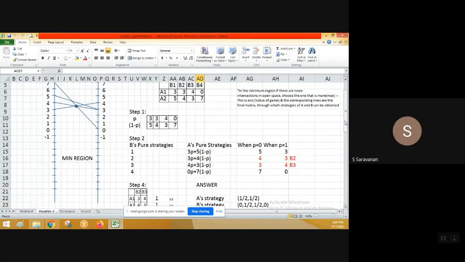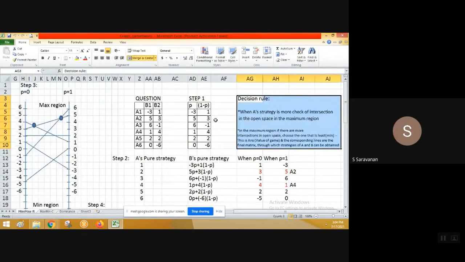First we can complete when A's strategy is higher. So is my screen visible? Yes, sir, it is visible. Okay, fine. You see, this is the question. So what I have here is the question.